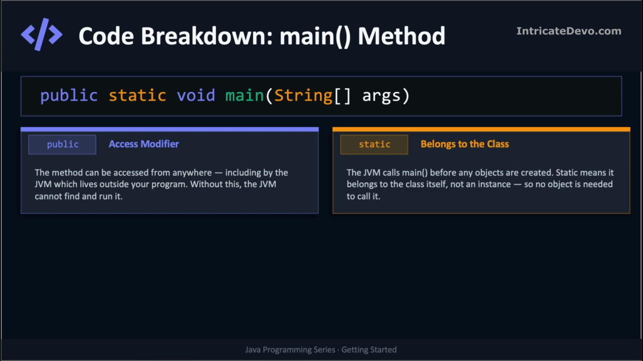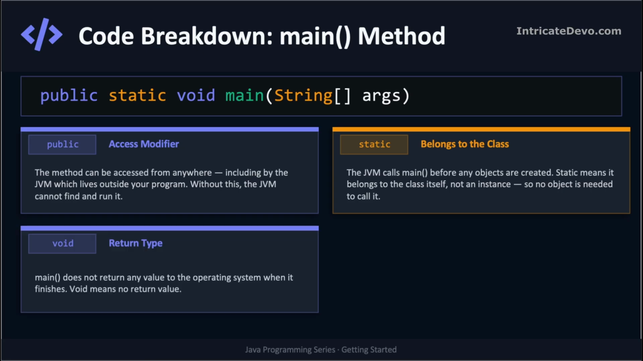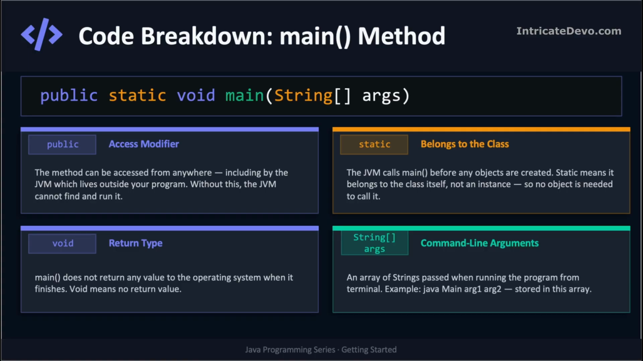The word static means the method belongs to the class itself, not to an instance. Since the JVM calls main before any objects are created, it needs to be static. The word void is the return type. It means the main method does not return any value when it finishes. Finally, String[] args is the parameter. It is an array of strings that holds command line arguments. For example, if you run java Main hello world, the words hello and world are stored in this array.